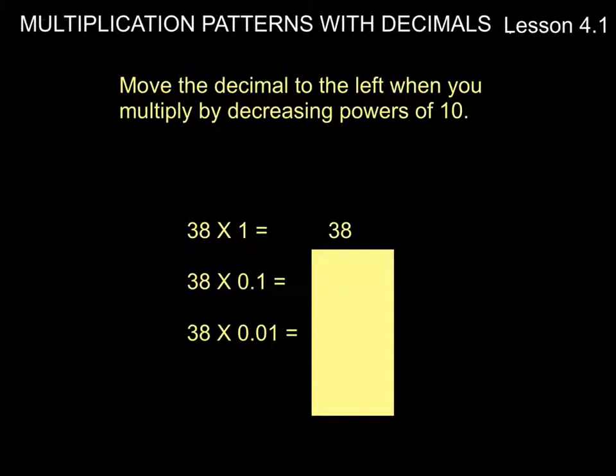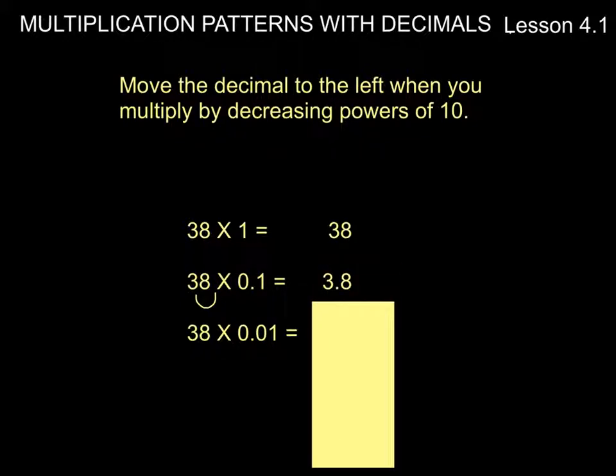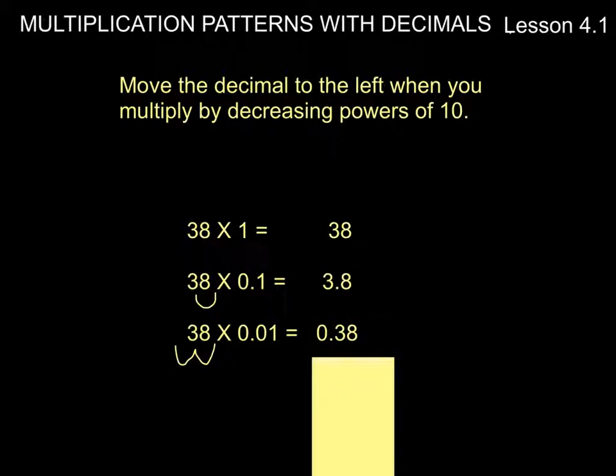38 multiplied by 1/10, we are going to move the decimal 1 place to the left, and this is going to give us a solution of 3 8/10. Next, we're going to multiply 38 by 100th, so we are going to move the decimal over 2 places to the left, and this is going to give us a solution of 38 hundredths.